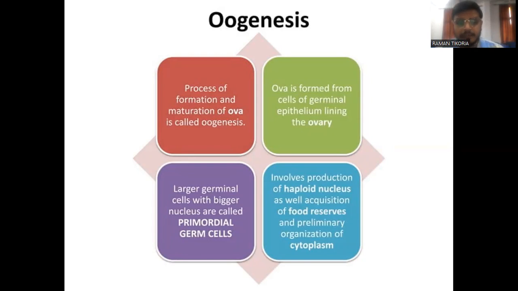Now, large germinal cells with a bigger nucleus are called primordial germ cells. These primordial germ cells are the precursors of all the follicles, all the ovum of a female. Ovum are present inside the follicles, right? It involves production of a haploid nucleus as well as acquisition of food reserves and preliminary organization of cytoplasm.